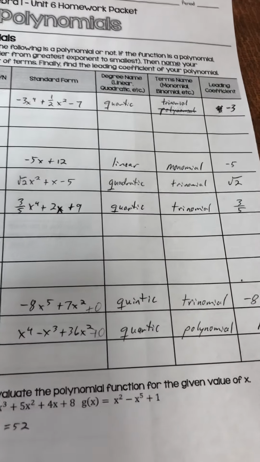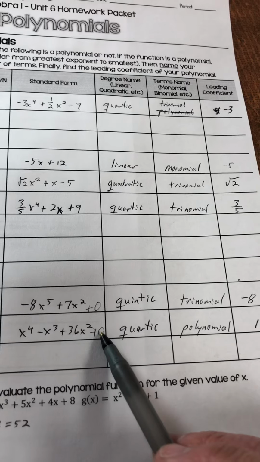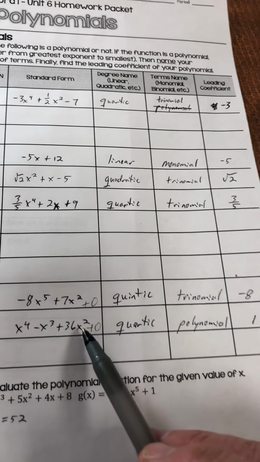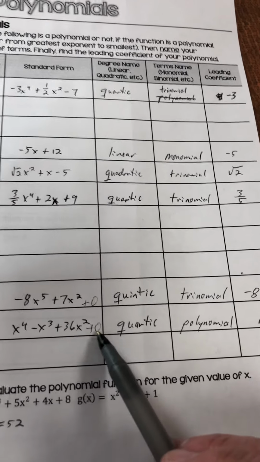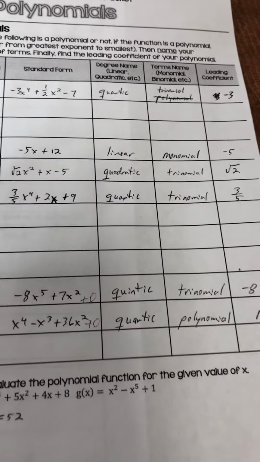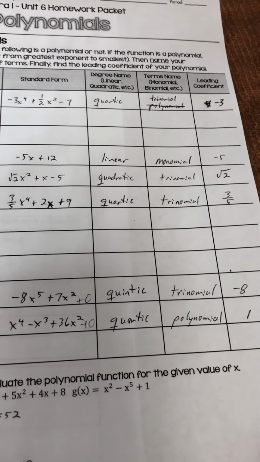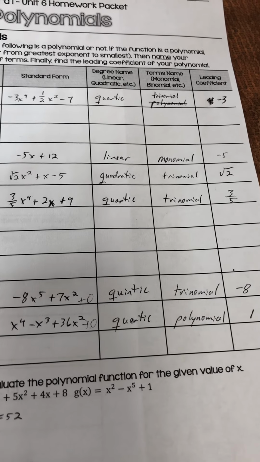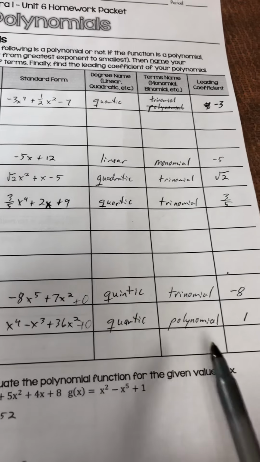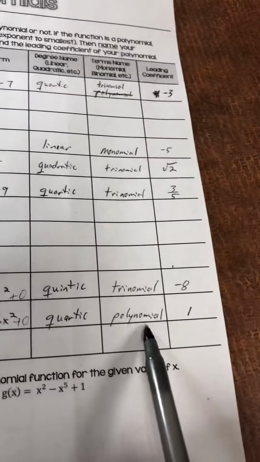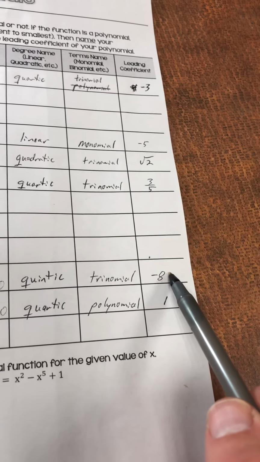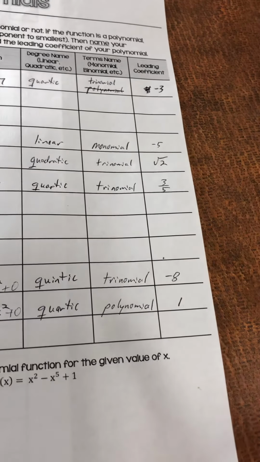Think of it as there will be a term without the x value, and it's just going to be a regular constant number. It could be 0. So if you don't see it there, that makes it a polynomial. The leading coefficients are -8 in this one and 1 in the other one.